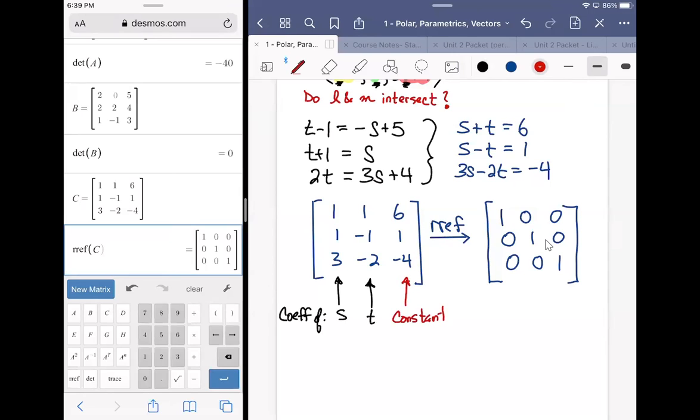All right. So when I rewrite this, if I go row by row, I'd be looking at 1s plus 0t equals 0. There's a little sidebar to that. That would tell us that s is equal to 0. That's possible.